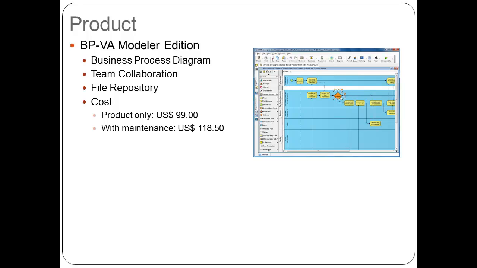Okay, let's take a look at the products I used to demo in this video. On the client side, I use the Business Process Visual Architect, BPVA, Modular Edition. It includes business process diagrams, and it has team collaboration. The BPVA Modular Edition also has a file plugin for you to interact with the repository. The BPVA itself cannot be the repository, but it has the interface for you to access the file repository. And the cost of the BPVA Modular Edition is just $99 US.